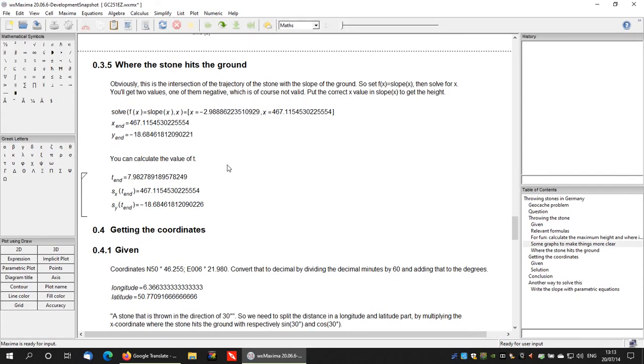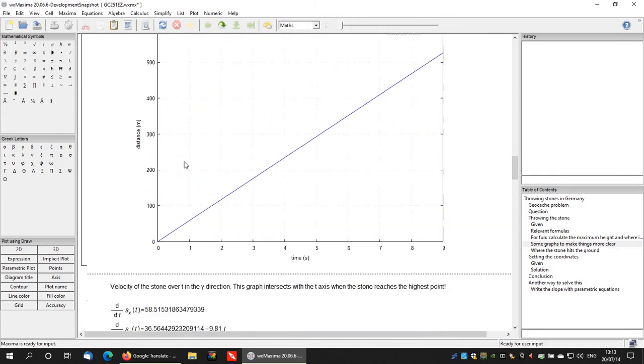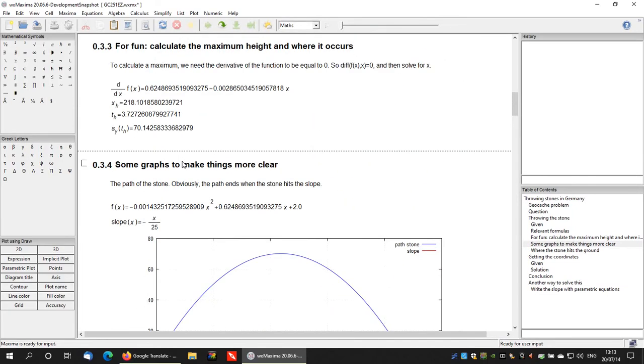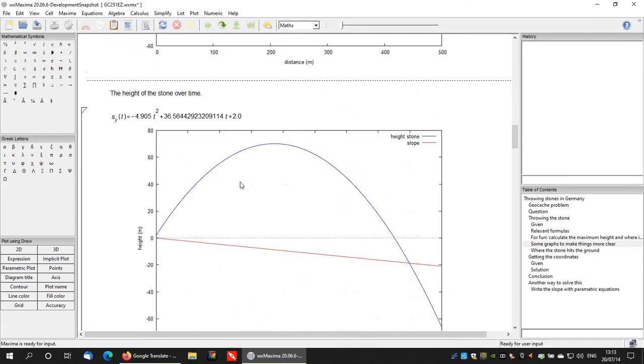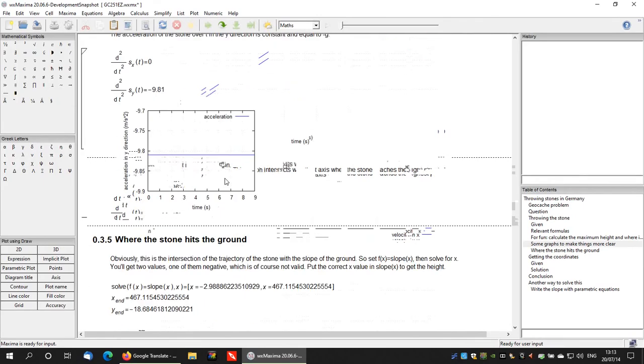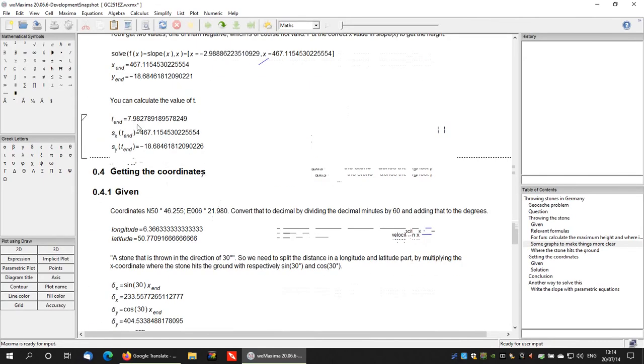So you can then calculate the value of t. Remember that t was, where did I get that? x over vx. So it turns out to be 7.98, so almost 8 seconds, like you saw in the graph.